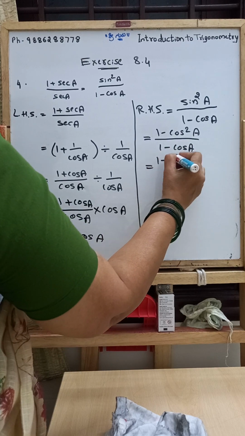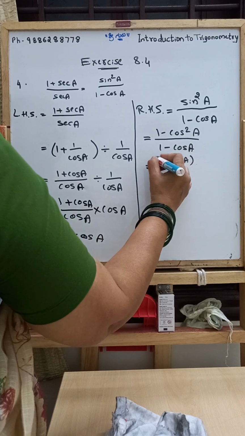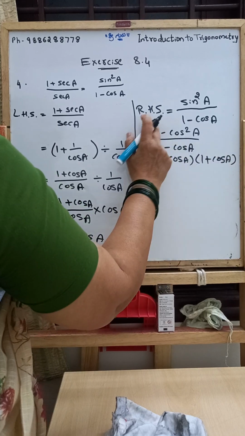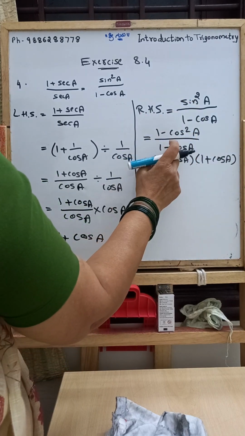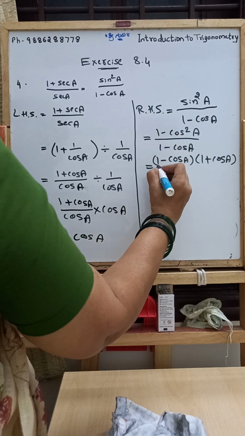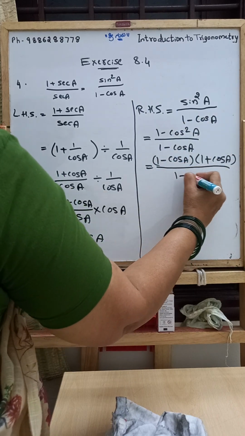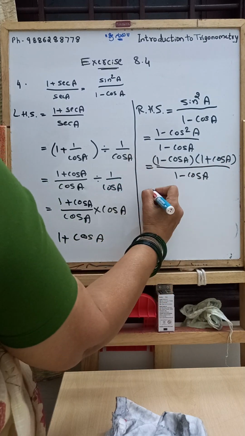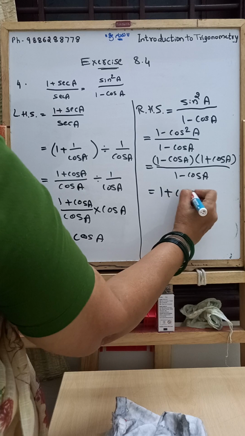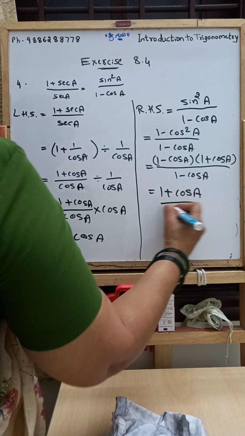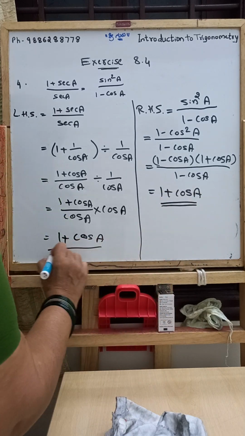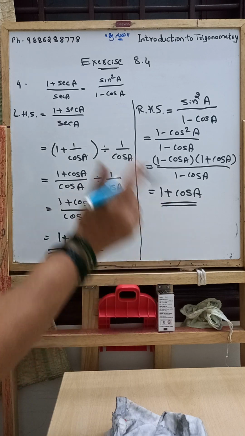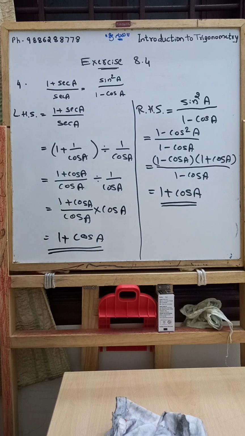This is equal to (1 minus cos A) into another bracket (1 plus cos A), because A square minus B square is equal to (A minus B) into another bracket (A plus B), divided by 1 minus cos A. So, this expression cancels with this expression. We are left with 1 plus cos A. Hence, LHS is equal to RHS in the simplified form. Hence, this equation is proved.